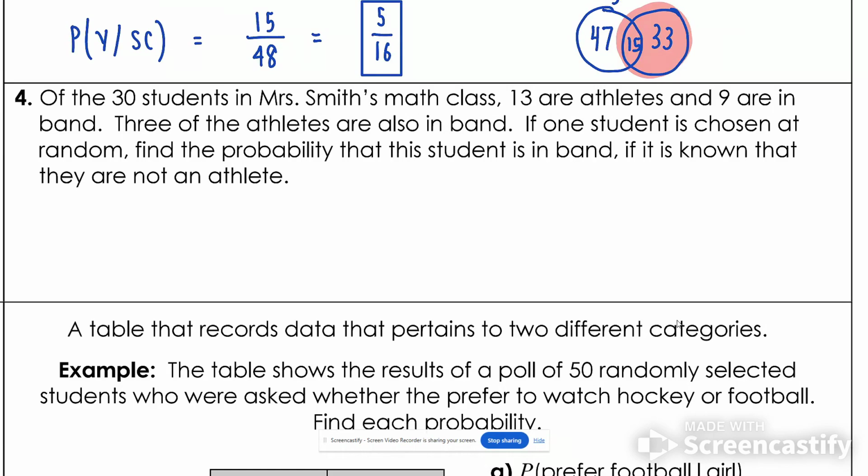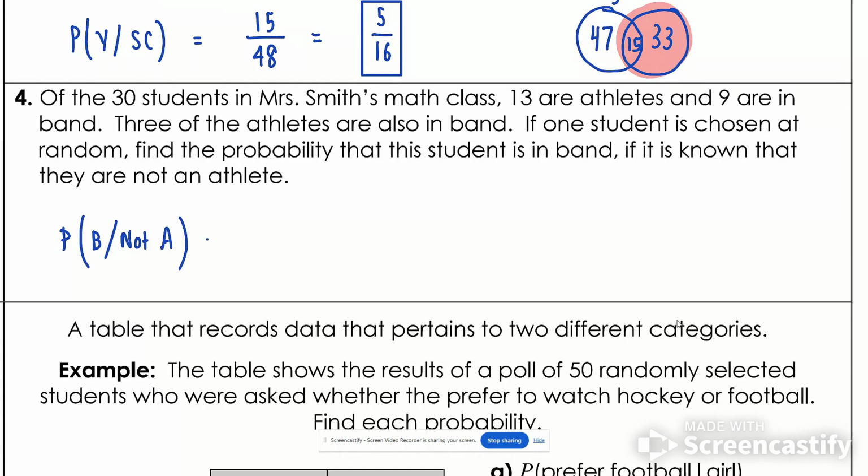Anyhow, it says, of the 30 students in Miss Smith's math class, 13 are athletes and 9 are in the band. 3 of the athletes are also in band. If one student is chosen at random, find the probability that the student is in band if it is known that they are not an athlete. So here's what we're doing. We're doing the probability that they're a band member given that they're not an athlete. Okay?